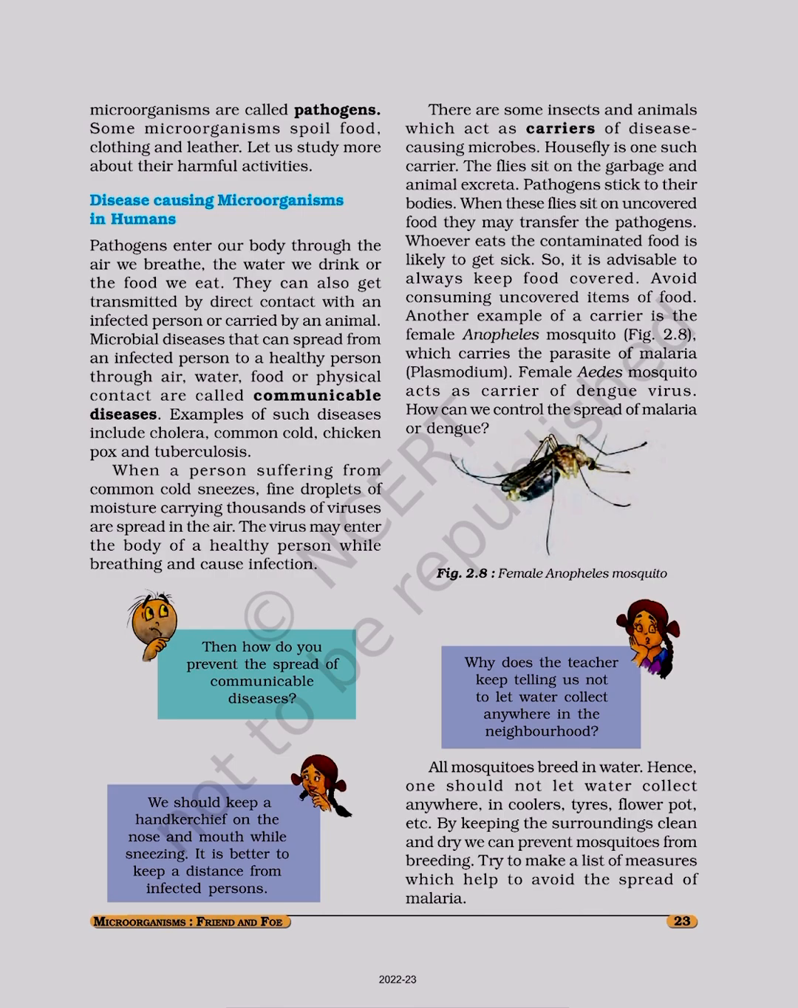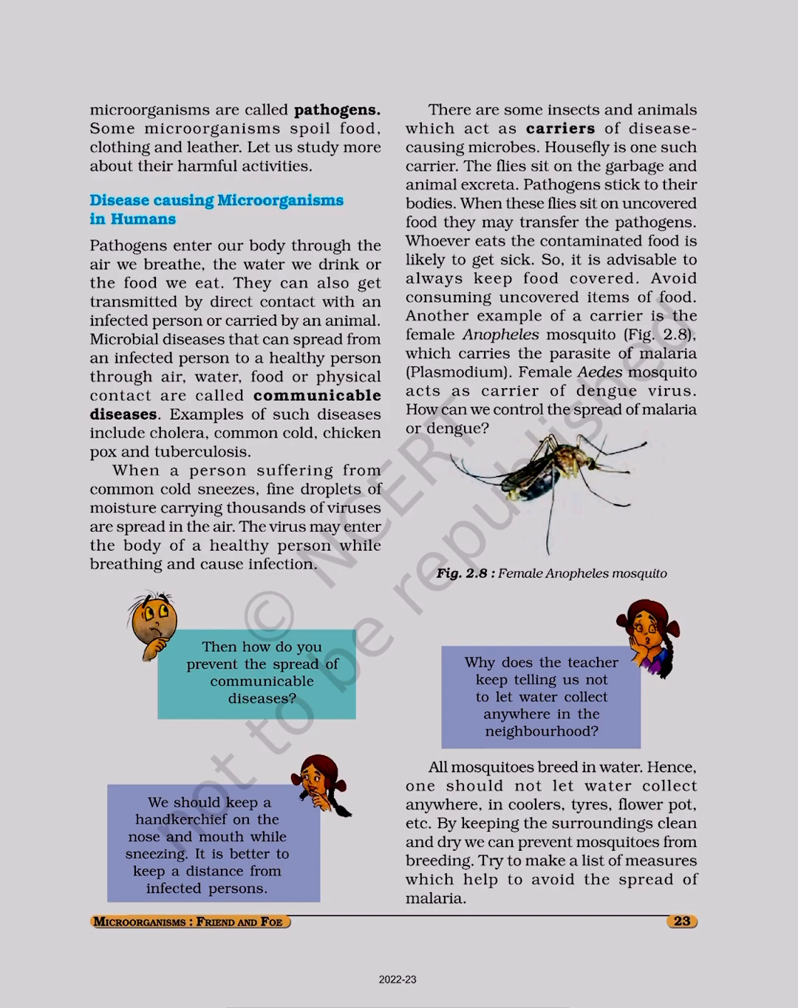There are some insects and animals which act as carriers of disease causing microbes. Housefly is one such carrier. The flies sit on the garbage and animal excreta. Pathogens stick to their bodies. When these flies sit on uncovered food, they may transfer the pathogens. Whoever eats the contaminated food is likely to get sick. So it is advisable to always keep food covered. Avoid consuming uncovered items of food.